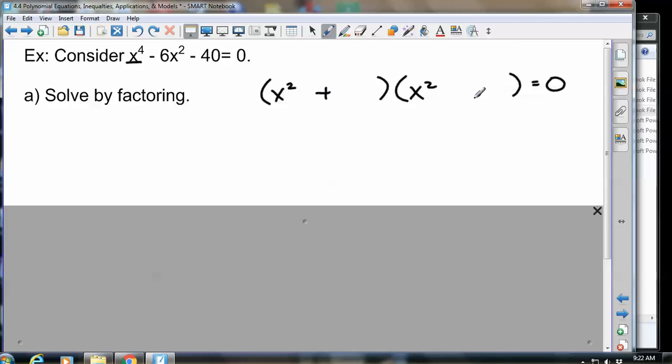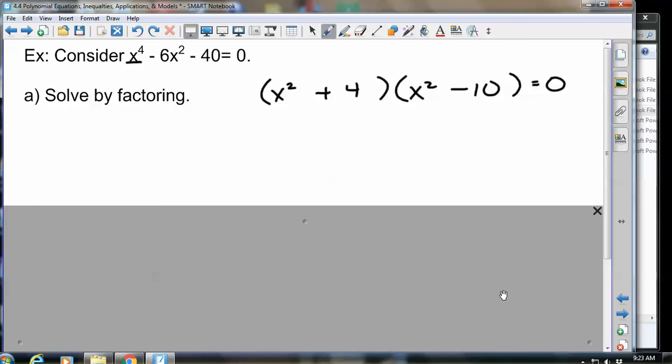Okay, multiply to a negative 40, so we need a positive and a negative. What multiplies to negative 40 and adds to negative 6? Positive 4, negative 10. Let's check to see if it works. If I multiply this out, x squared times x squared is x to the 4th. Minus 10x squared plus 4x squared is negative 6x squared. 4 times negative 10 is negative 40. So it does work.